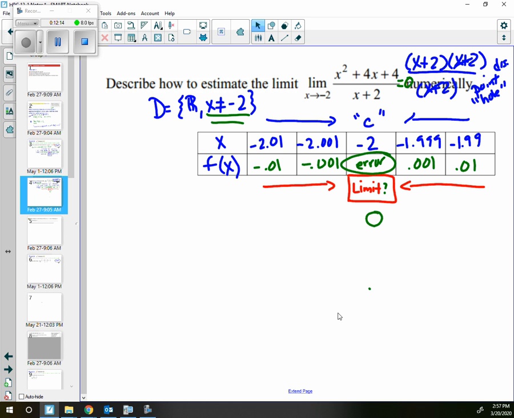But the idea of a limit is as we get closer and closer to a constant value, in this case it was negative 2, from both sides, the value of the function got closer and closer to a numerical value, which was 0 in this case. Even though the function didn't exist, the limit still did.